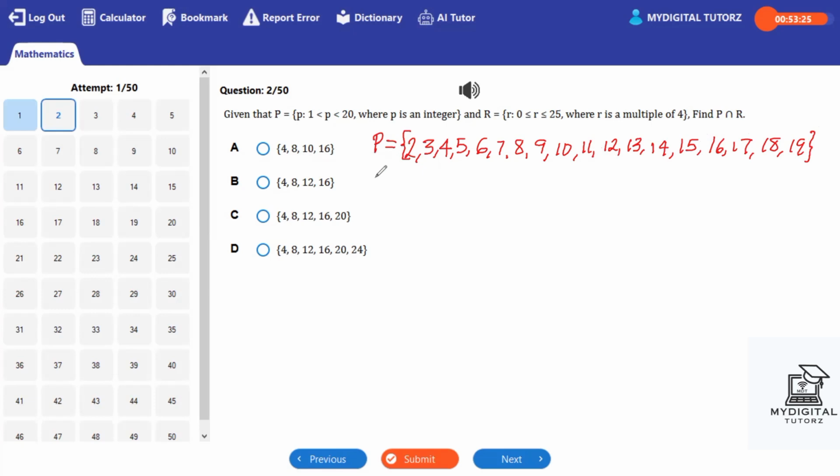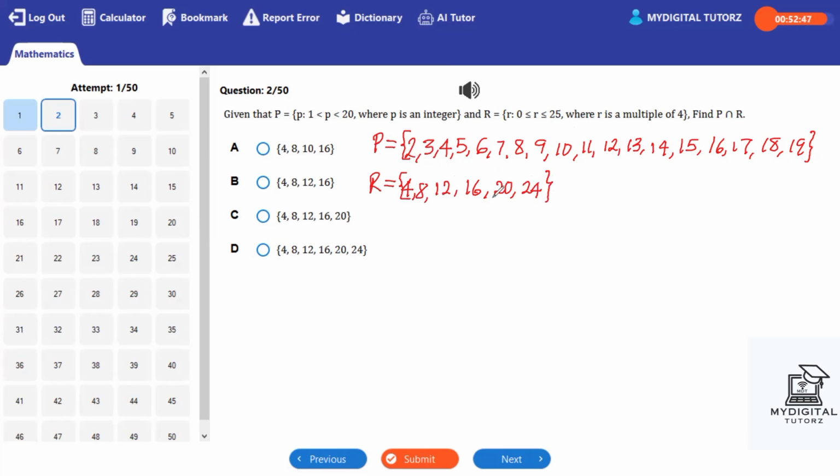So let's look at set R. Set R is that R is greater or equal to 0. But there's another condition attached to it, that R is a multiple of 4. So multiple of 4, we're going to start from 4. We have 4, 8, then 12, then 16, 20, 24. Remember, they said it's less or equal to 25. We're going to stop here.